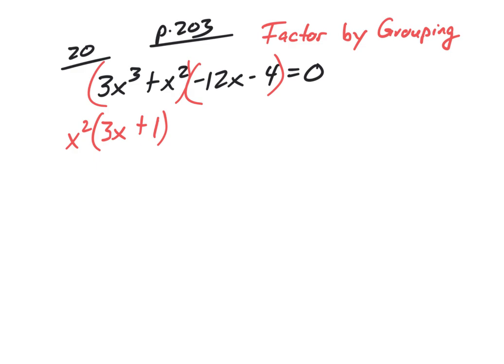Okay. Out of the second group, I have a negative 12x minus 4. So in that case, I could take out a negative 4. And because they're both negative, we'll take out a negative and not a positive. And essentially, when I take this out, all I'm doing is dividing these 2 by this. So negative 12x divided by negative 4 would be 3x. And then negative 4 divided by negative 4 would be plus 1.